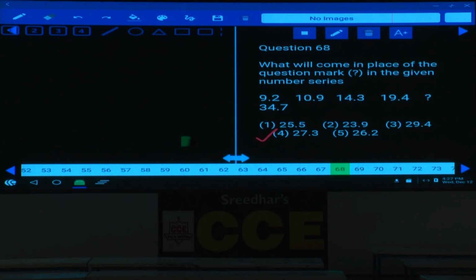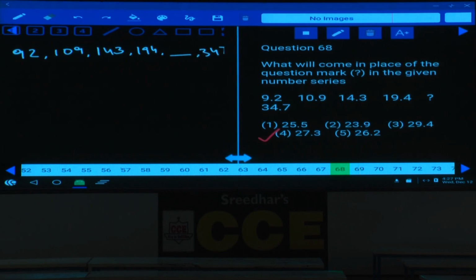Whenever there is a decimal, multiply the given numbers with 10, that means in order to remove the decimal. 92 and 109, isn't it? Next one 143. Then what is the next number here? 194. And the next one is blank, followed by 347. Now these are the numbers.